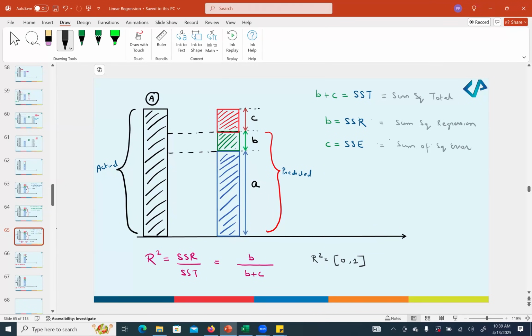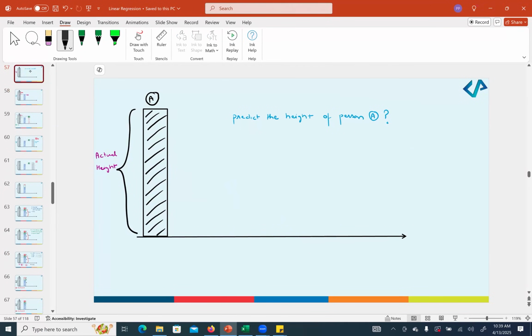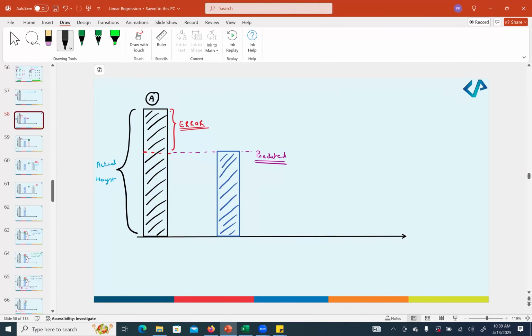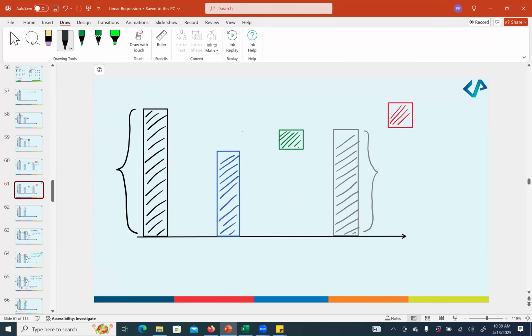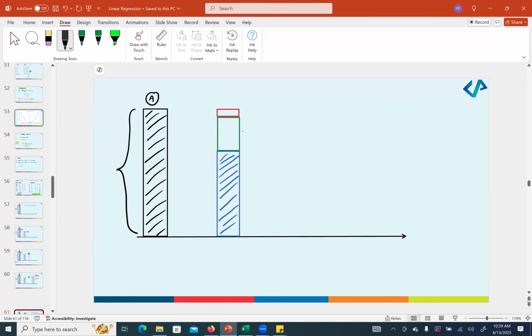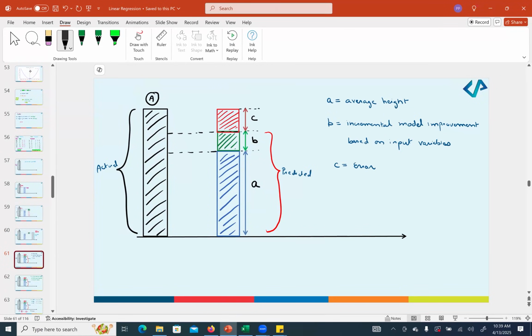Now, one more thing that I want to cover over here, just 1 minute, I will explain the predictive part. Let me delete the unnecessary slides.